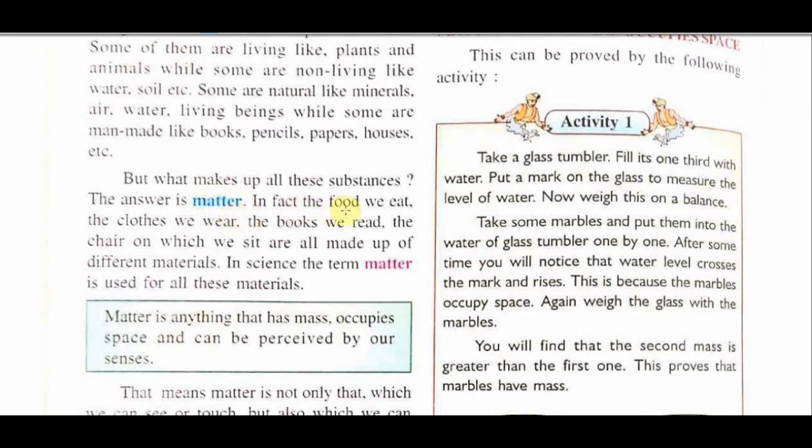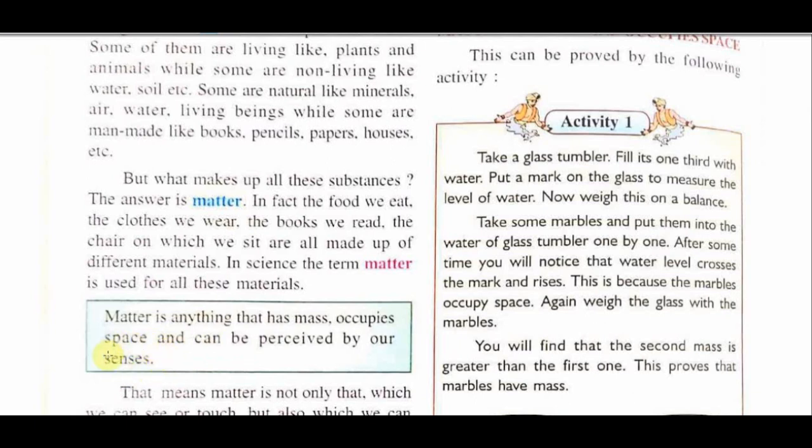In fact, the food we eat, the cloth we wear, the books we read, the chair on which we sit, all are made up of different materials, and different materials have different types of matter. In scientific terms, matter is anything that has mass, occupies space and can be perceived by our senses.